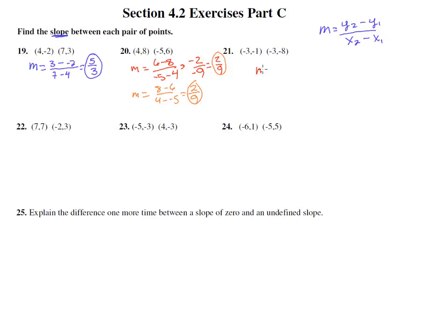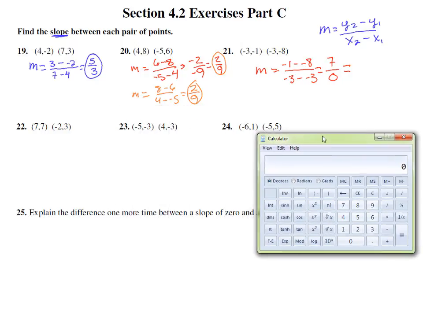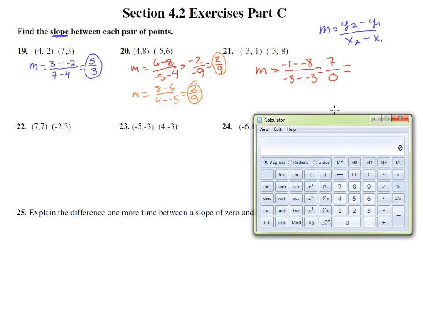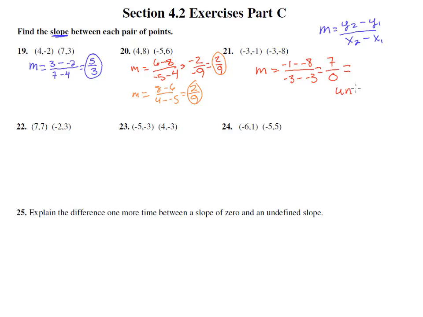So slope is going to be negative 1 minus a negative 8. Make sure all the negatives get in there. We're subtracting this one minus that one, negative 3 minus a minus 3. So that is going to be negative 1 plus 8 is 7 over negative 3 plus 3 is 0. Now, we've got to check this, make sure the calculator tells us what's going on here, because sometimes this can get confused with 0 divided by 7. If we do 7 divided by 0, notice what the calculator says. Oh, it just dinged at me. Cannot divide by 0. This is where we get undefined.